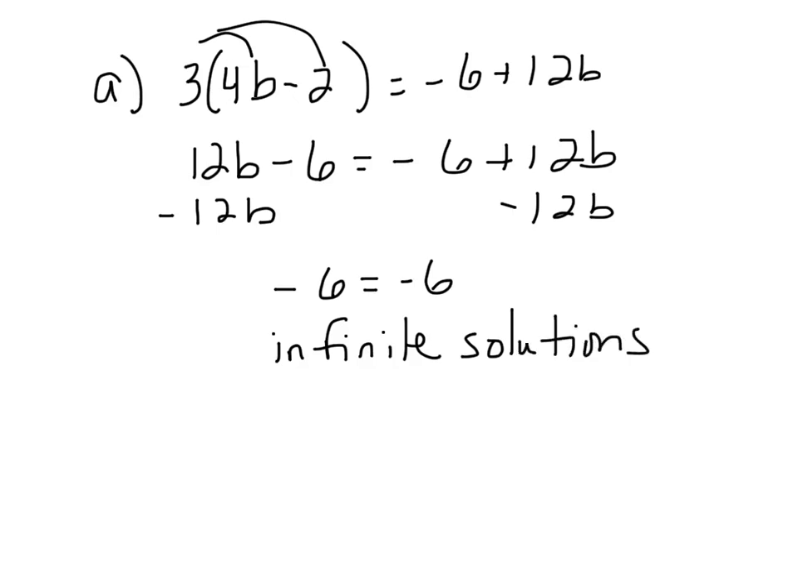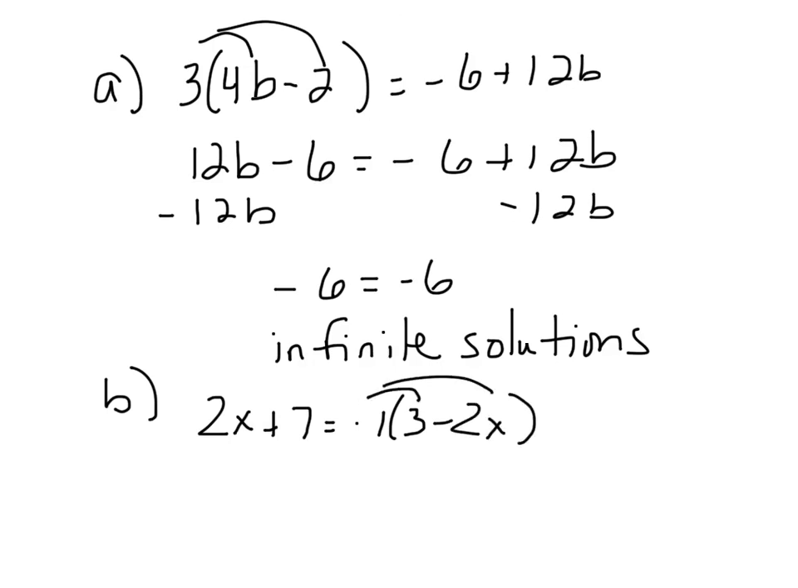So let's look at B. 2x plus 7 equals negative 1 times 3. Whoops, let me erase that here. 3 minus 2x. I'm going to distribute the negative 1. I get 2x plus 7 equals negative 3 plus 2x.